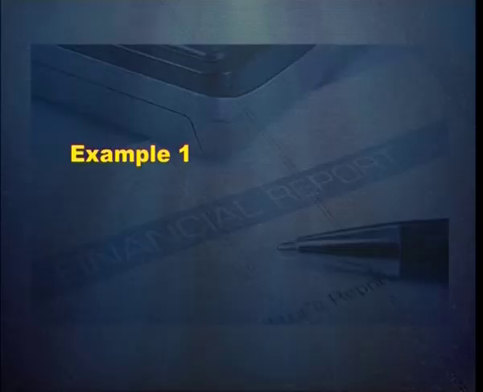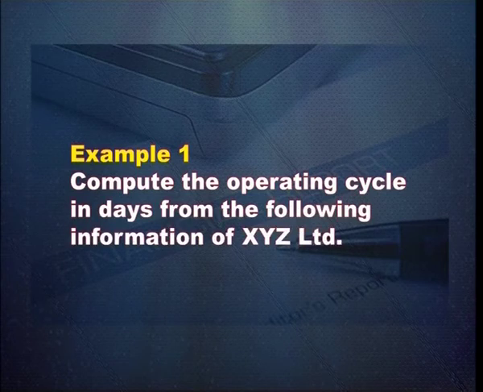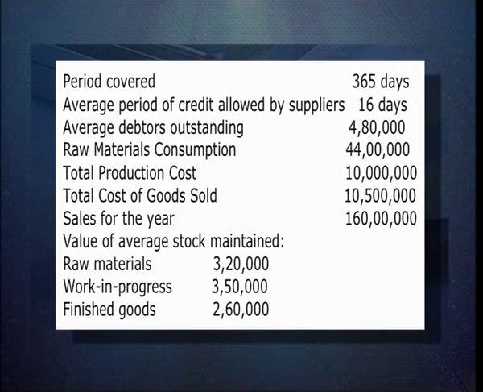Now, let's see an illustration on calculation of total operating cycle period and net operating cycle. Compute the operating cycle in days from the following information of XYZ Limited. Period covered 365 days, average period of credit allowed by suppliers 16 days, average debtors outstanding 4,80,000, raw materials consumption 44 lakhs, total production cost 1 crore, total cost of goods sold 1 crore 5 lakhs, sales for the year 1 crore 60 lakhs, value of average stock maintained: raw materials 3,20,000, work in progress 3,50,000, finished goods 2,60,000.